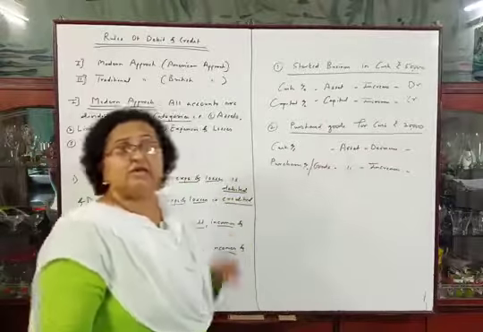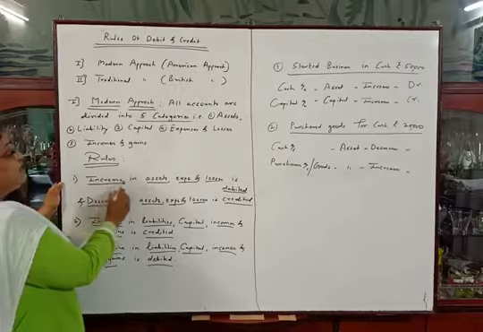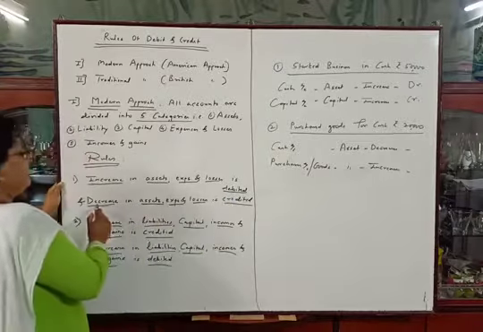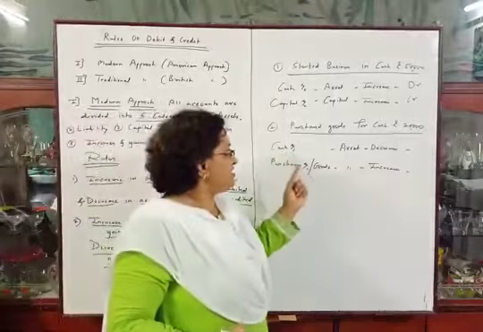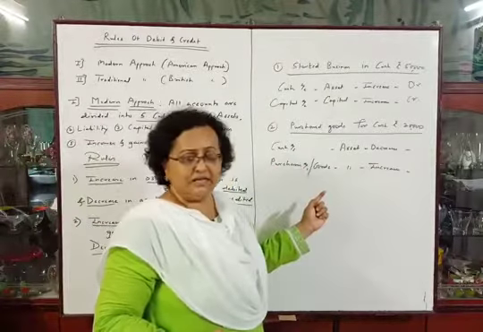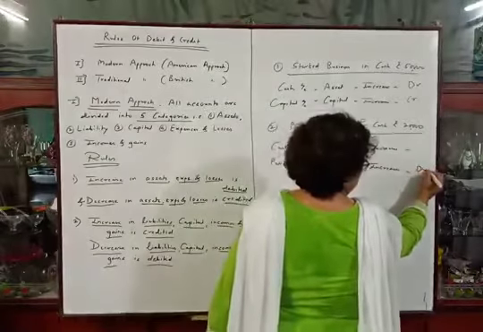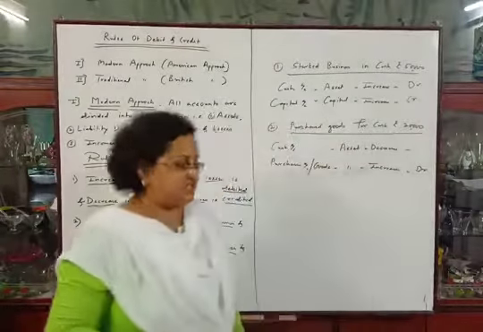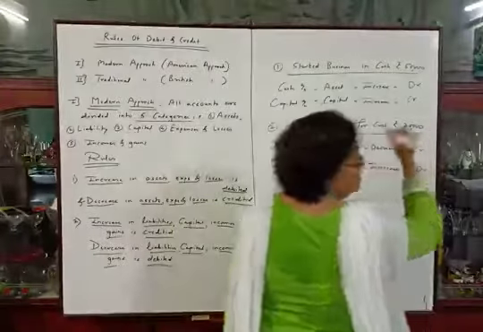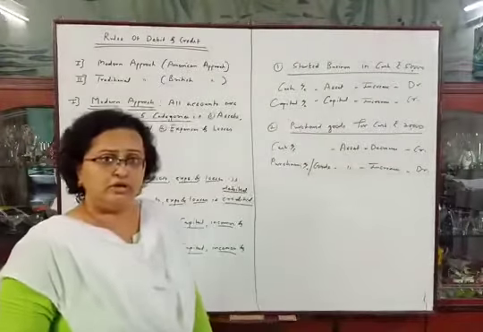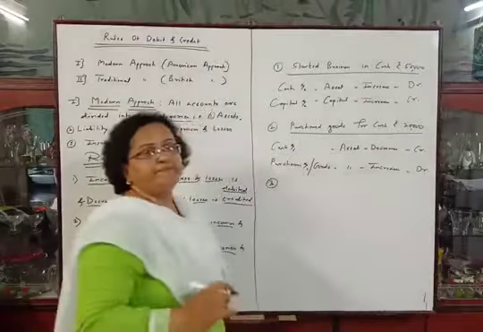Both are assets, so we can apply the first rule only. They told us that increase in asset should be debited, decrease in asset should be credited. Here cash is decreasing and goods are increasing. Increase in asset is debited, so goods account should be debited, that is purchases account should be debited, and cash account should be credited. Okay, understood? And now we will take the next example.